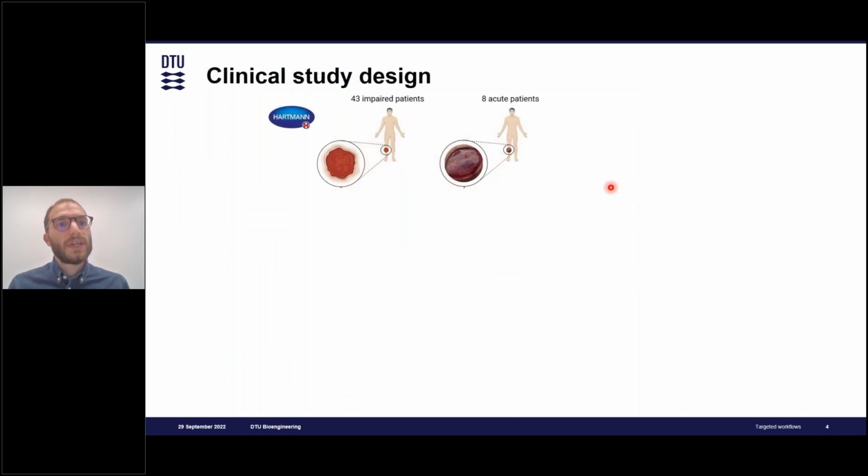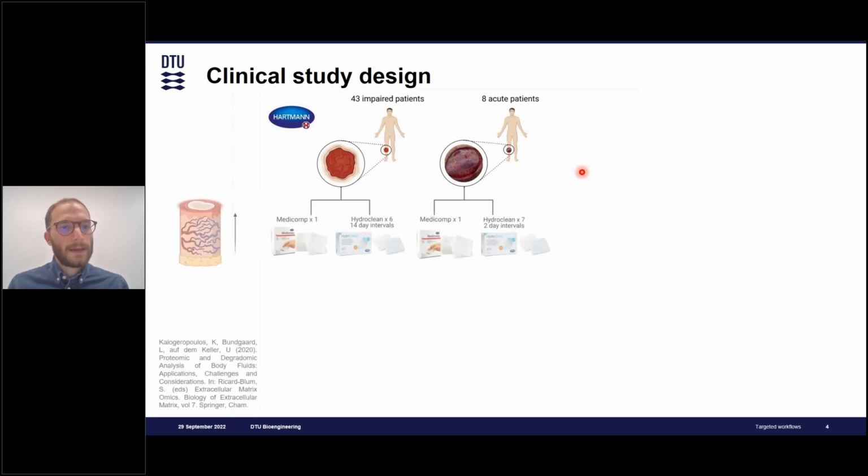So to achieve that, we partnered with a German wound dressing company, Hartmann, and we established a clinical study with a cohort of 43 impaired patients. So these are patients with chronic wounds, and 8 acute patients. So these are patients that underwent split thickness skin graft surgery and serve as a control group.